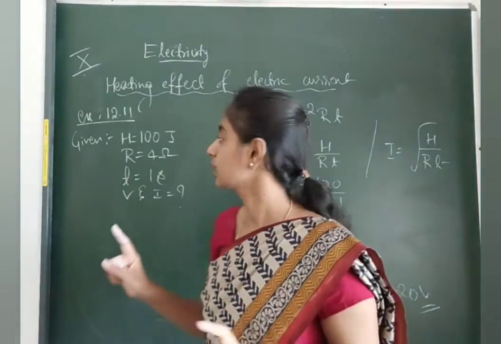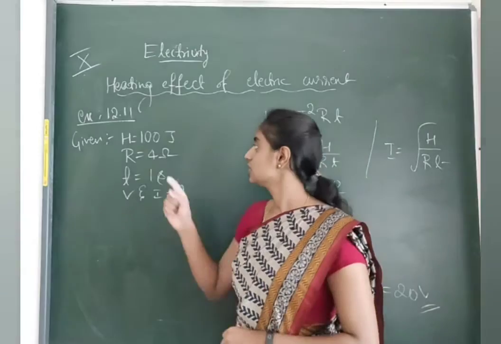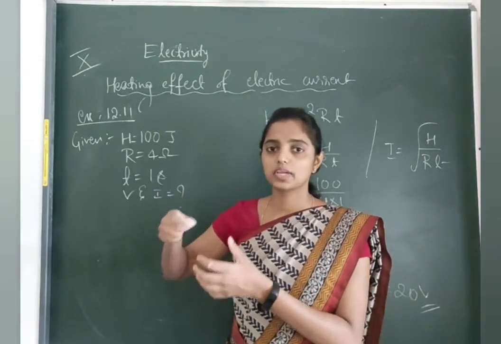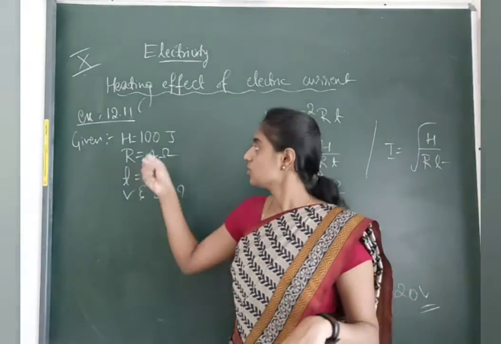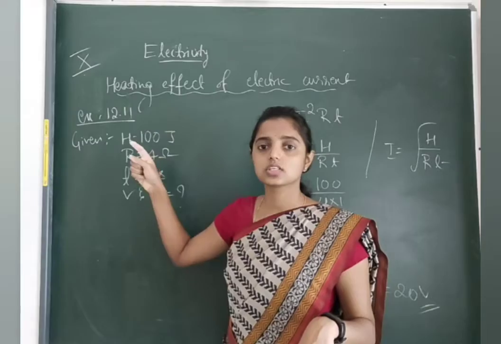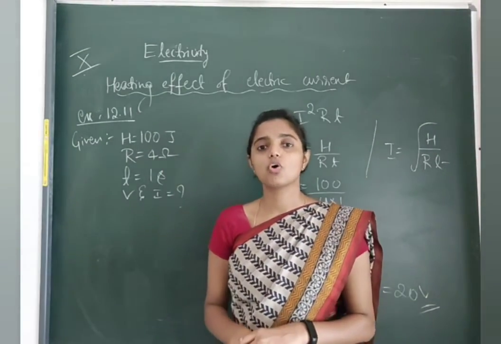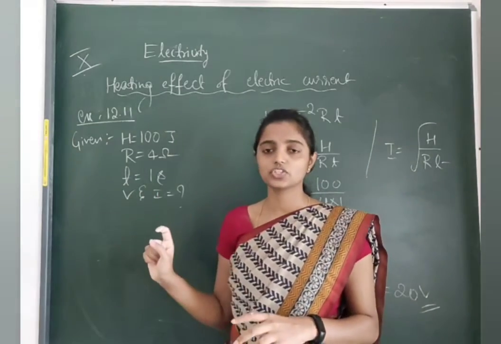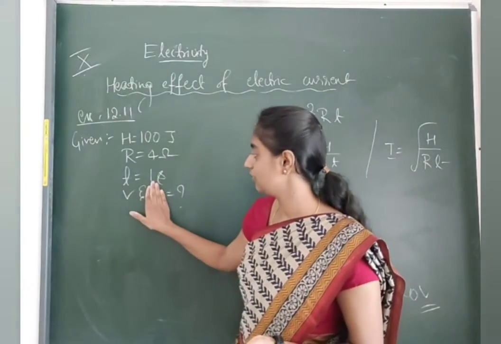First, list out the given terms. So here H is equal to 100 joules. Joule is the SI unit of heat, right? All those basic things you just need to recall, which I already did in your bridge course, right? So 100 joules, it is nothing but heat, and resistance, that is 4 ohm, and here time taken, that is nothing but 1 second, which they are mentioning, and they are asking us to find out potential difference. That means only V we need to find out.